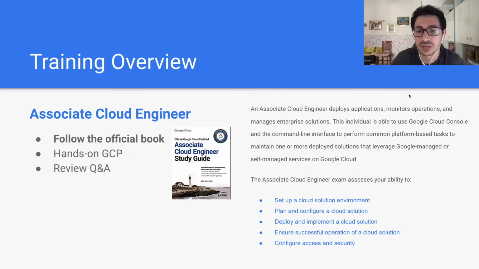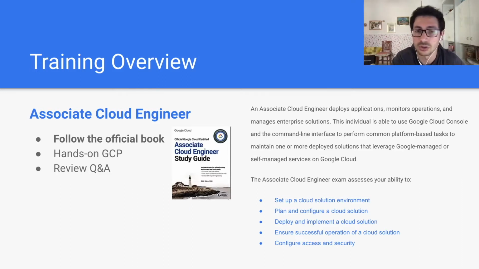In my opinion, this is the first certification a cloud engineer working on GCP should take, because it's the basic one. You can understand it also from the page with the summary of all the certifications, where you will see that this is the basic one, and then you have all the professional ones: professional cloud developer, professional data engineer, professional cloud architect, and so on and so forth. And we will start from this one.